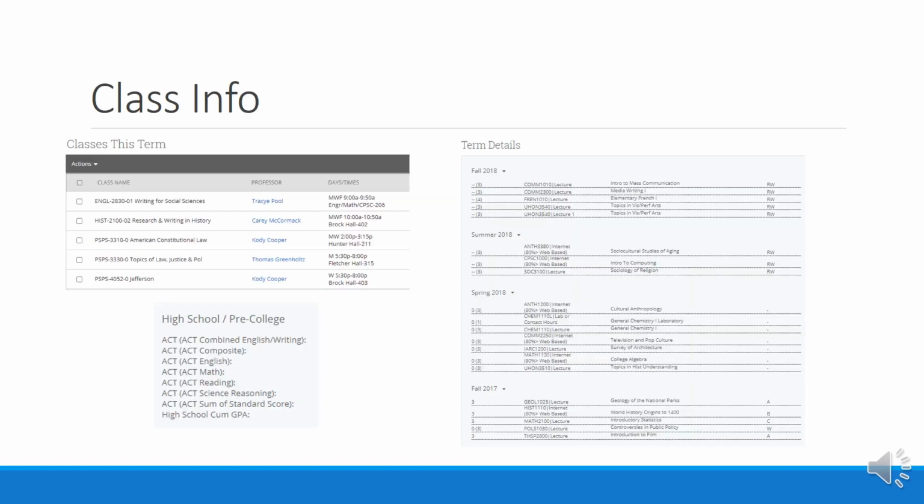The Class Info tab shows the classes the student is registered for in the current term. Also, an unofficial transcript is given along with test scores such as ACT and AP scores and high school academic information at the bottom of the page.